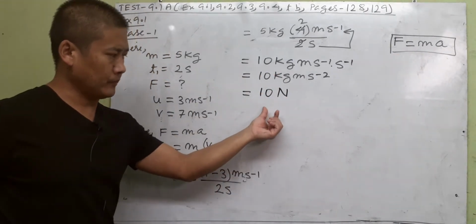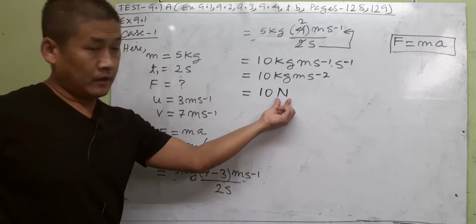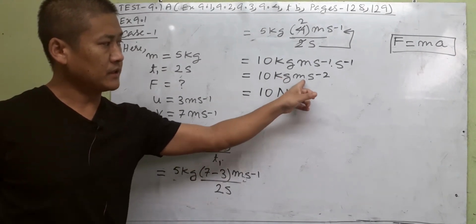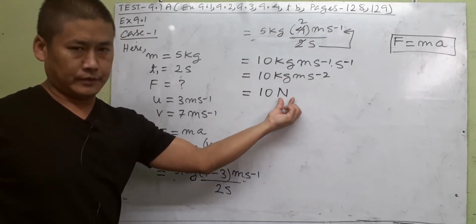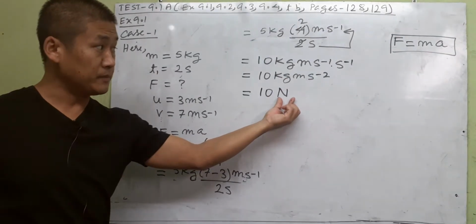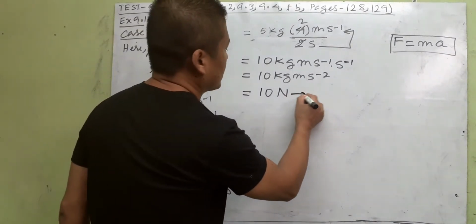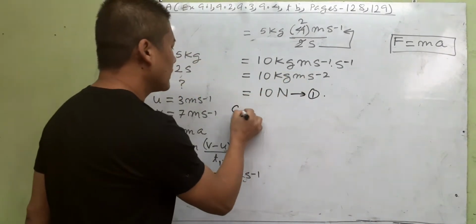This is the main unit, but it comes from the base unit, kg meter per second square, written in short in honor of the scientist called Newton. So kg meter per second square can be written as Newton. So this is the force. So let's just write here 1. And let us go to case 2.